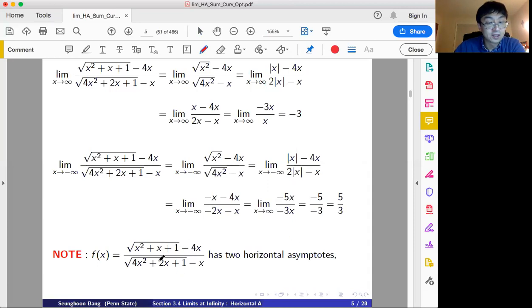So note, f of x is this function, the square root of x squared plus x plus 1 minus 4x over the square root of 4x squared plus 2x plus 1 minus x, and it has 2 horizontal asymptotes. What's that? Here, x value approaching infinity, limit value is negative 3. x value approaches minus infinity, the limit is 5/3. We have 2 horizontal asymptotes, y equals negative 3 and y equals 5/3.